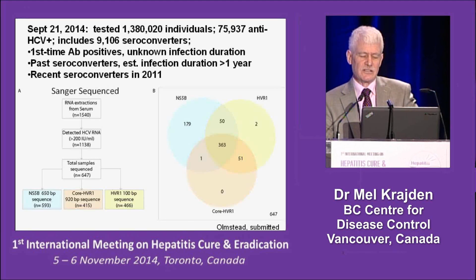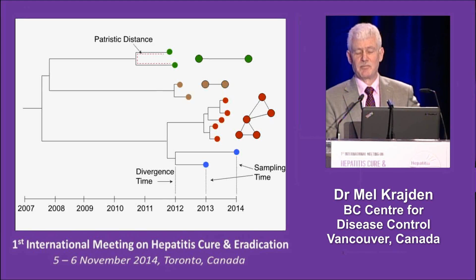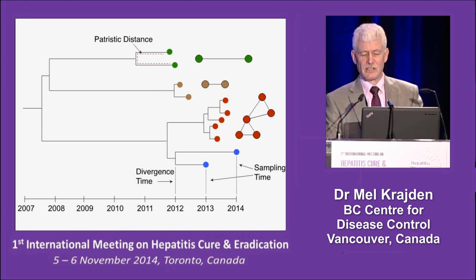So what we know when you do phylogenies is you can actually look at the divergence time between different samples, and you have their sampling time. And you also can measure what's called a patristic distance, which is the distance between these 2 tips. And if the samples are distantly related, the distance is far. If they're closely related, the distance is close. And if they're clustered, you can identify those clusters.